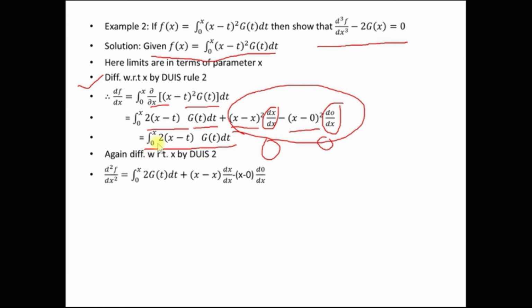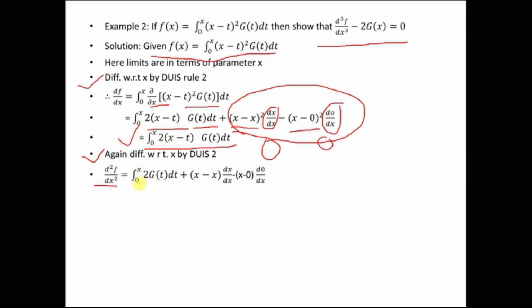Again we get an integral. So again we are going to apply the rule of DUIS. Okay, so again by applying the rule of DUIS, now we are again going to differentiate with respect to x. So what will it become on the left hand side? It will become derivative of f two times with respect to x, so it is d2f by dx square. Okay, so this is equal to, by applying DUIS rule, we are going to apply DUIS rule here.